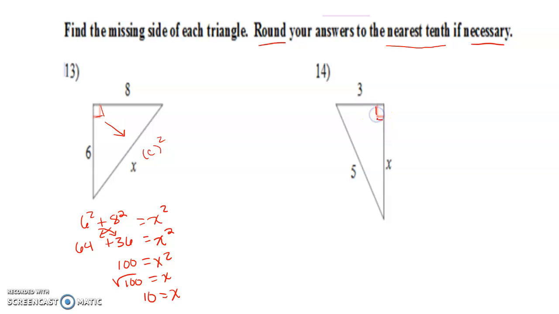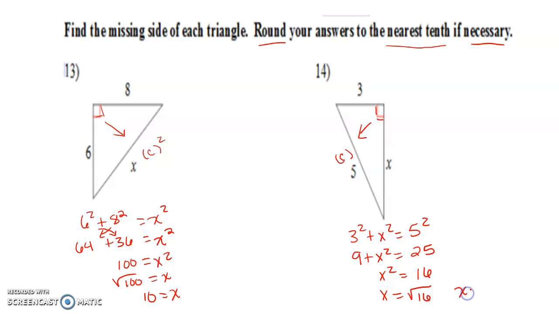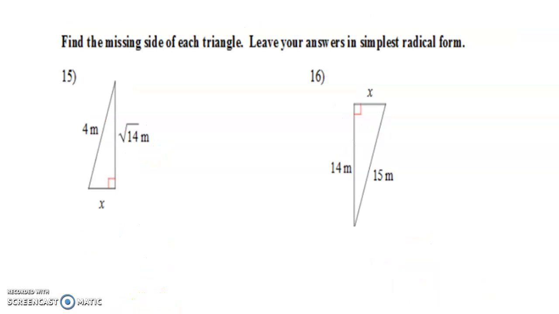If you recall from our last lesson, I've got a 3 and a 5. My hypotenuse, this is my c. So if I take 3 squared plus x squared would equal my 5 squared. 9 plus x squared equals 25. Subtract 9 from both sides, and x squared equals 16. So x equals the square root of 16. X equals 4. We're going to say both of these are in little units because we're discussing a length.